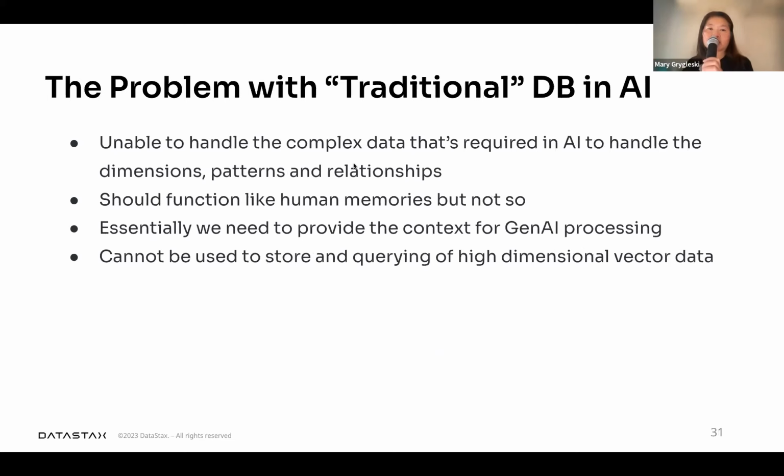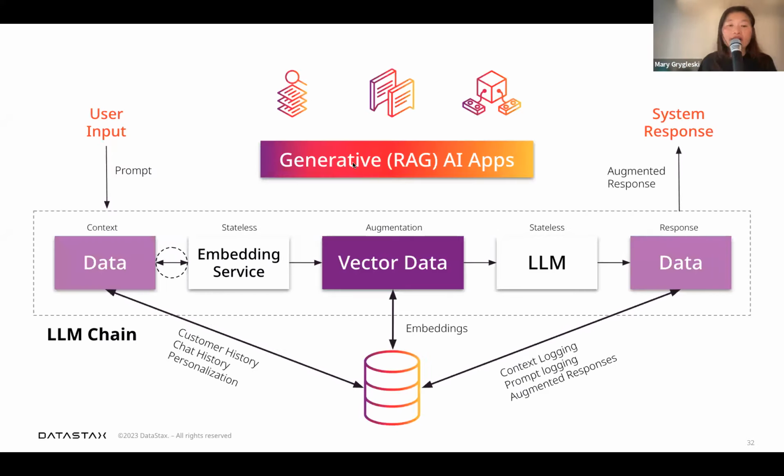In generative AI applications, similarity searches. Now, the problem with a traditional database in AI is that it's not able to handle the complex data types that AI requires, the multidimensional data, the patterns, the relationships. It should function like human memory, but it doesn't. So we need to provide the context for GenAI processing. Even the storage and querying of these high-dimensional data types is not efficient at all. Like I said, you can use it, but you're going to notice it's very slow. Okay, so this is another diagram to illustrate this too.